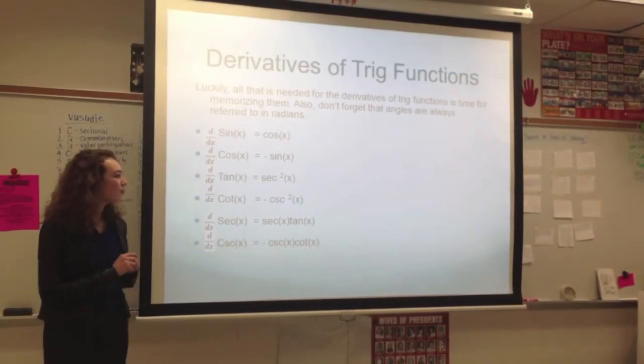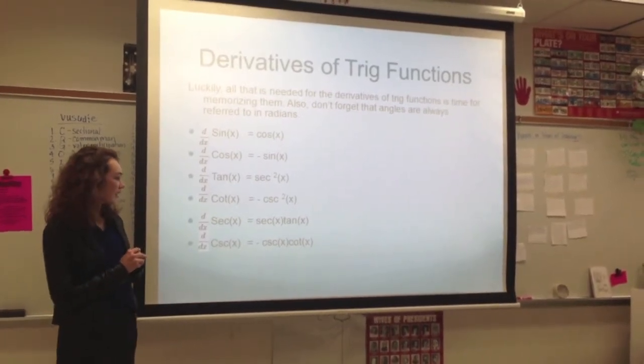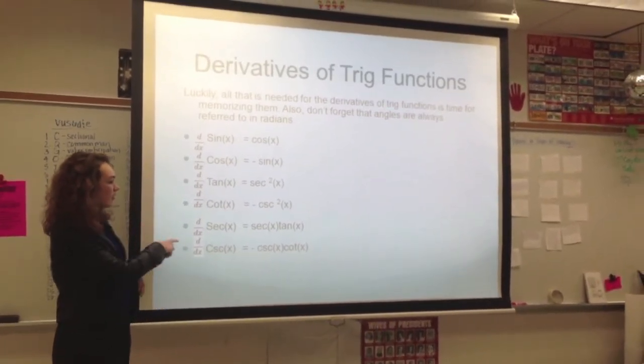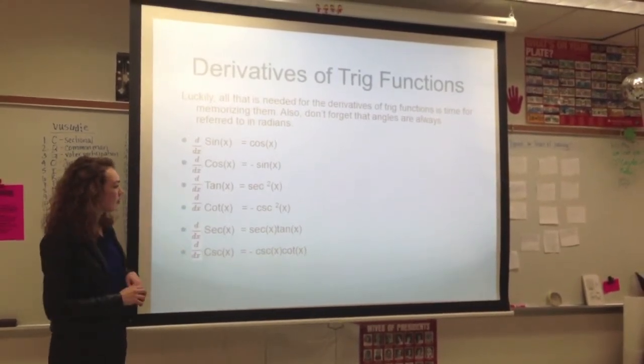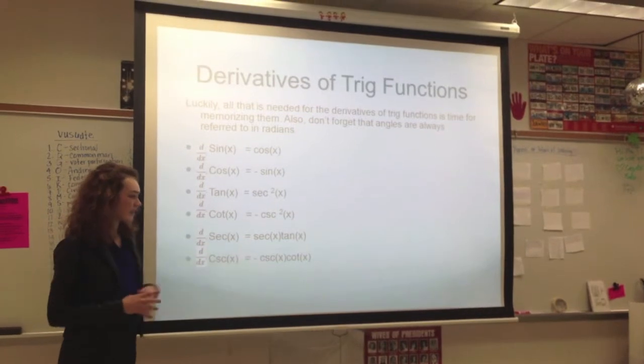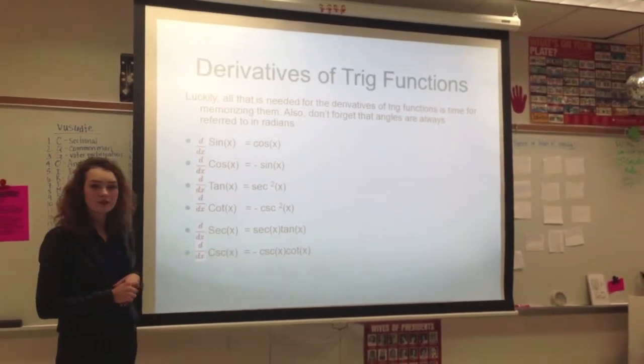Another way to help you memorize all these things is if the function originally starts with c, like cosecant or cotangent or cosine, its derivative is going to be negative.